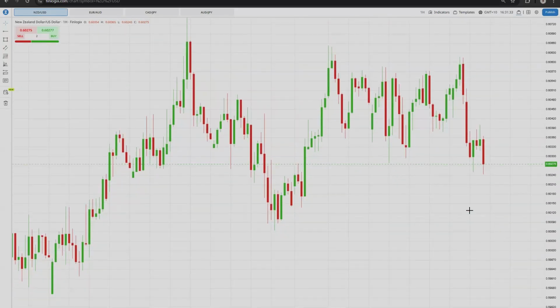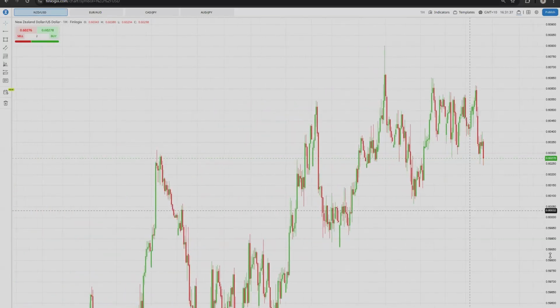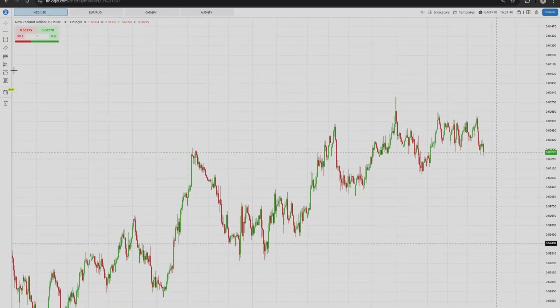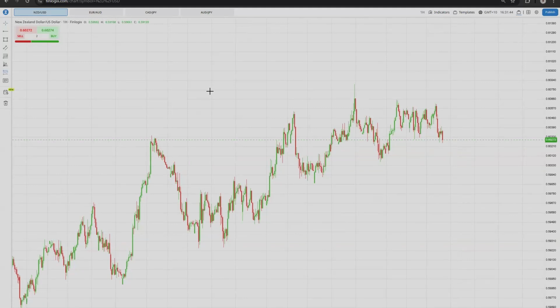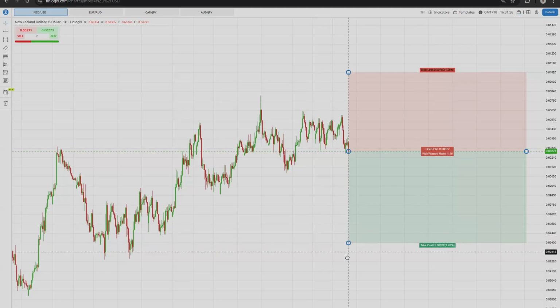So that looks quite good. I already see a few possible scenarios. So we have a short position here with a stop loss on 61 and the take profit at 59.